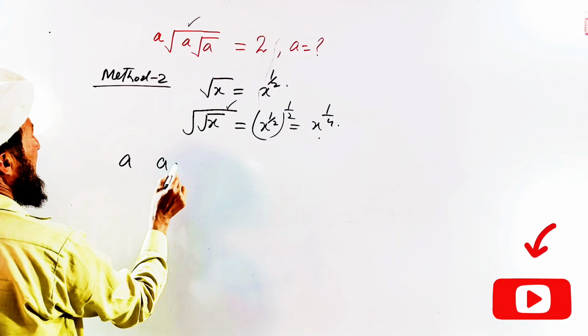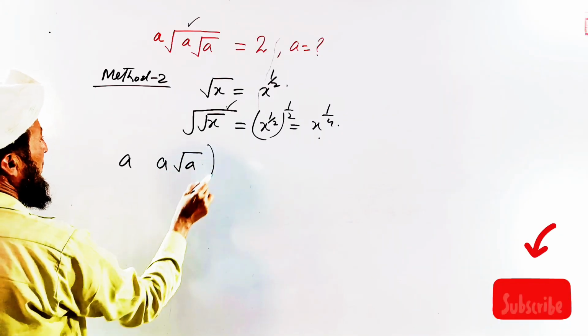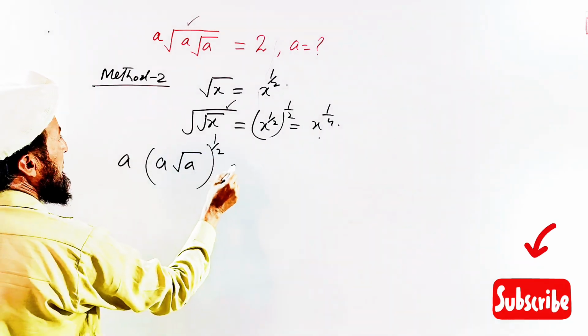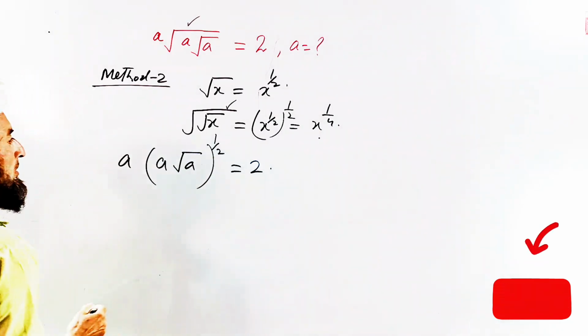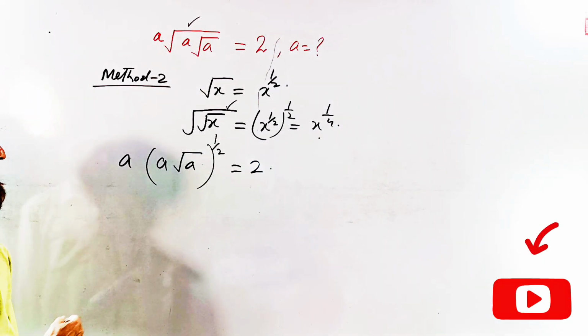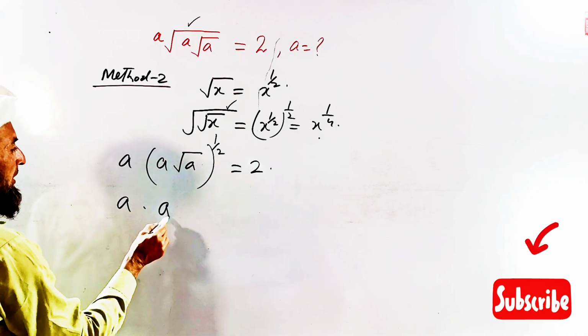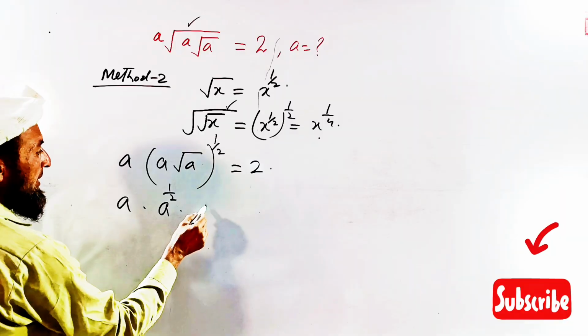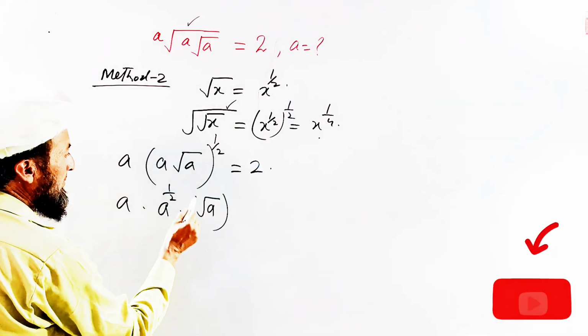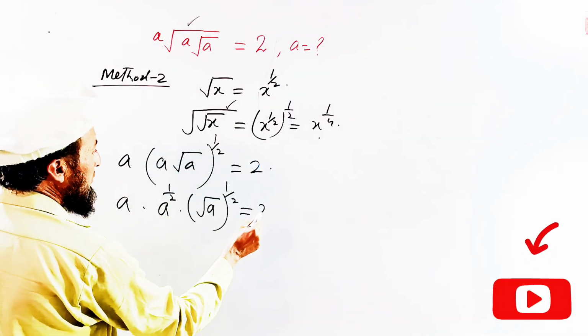Similarly, we use the property here, and first we write this square root. So we can write the square root of a, whole 1 by 2, is equal to 2. Now according to the exponent property, we write a to the 1 by 2, and a square root is also 1 by 2, is equal to 2.